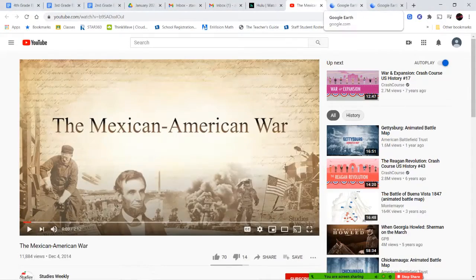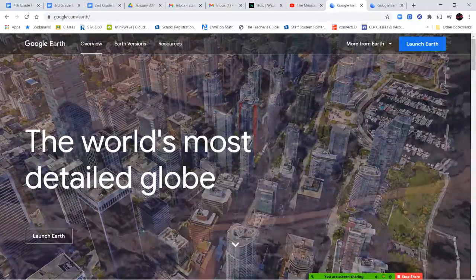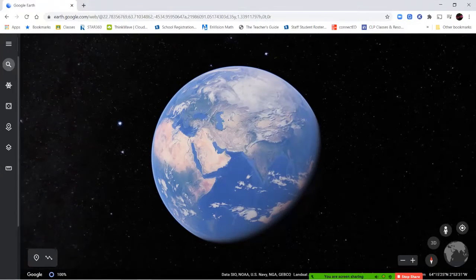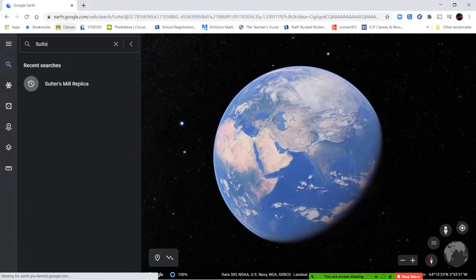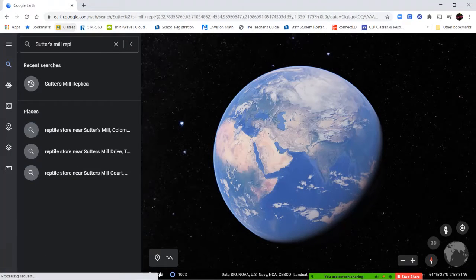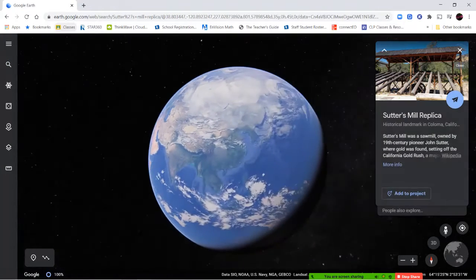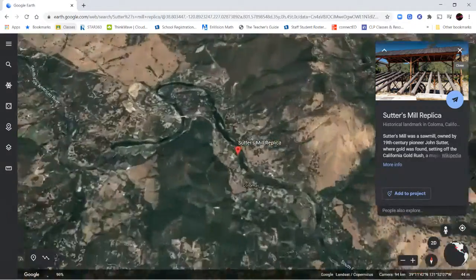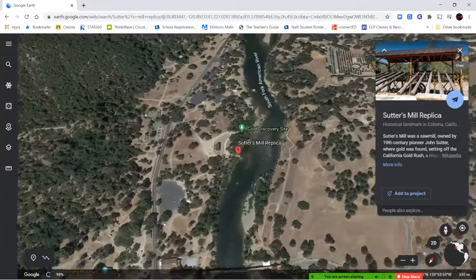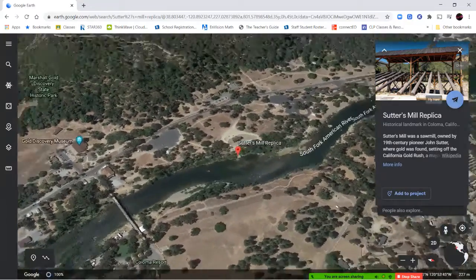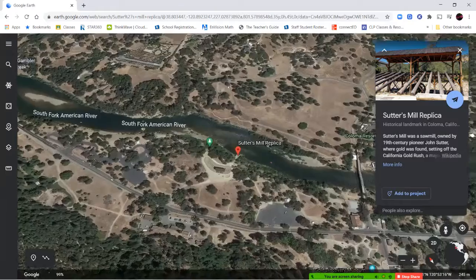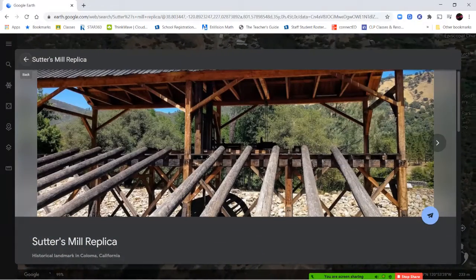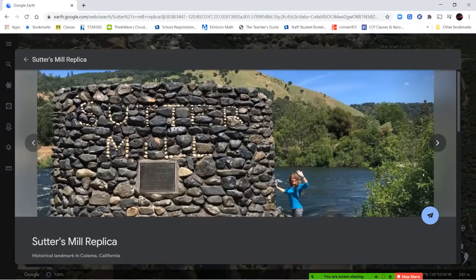So the first thing we're going to do is take a look at Google Earth, and we're going to look at the Sutter's Mill replica. Now we're going to use Google Earth to zoom all the way in. We can see that we're in California. And here we can see Sutter's Mill, or the replica of Sutter's Mill. So let's take a look at the information that we have here. Here we have some pictures that we're going to explore.